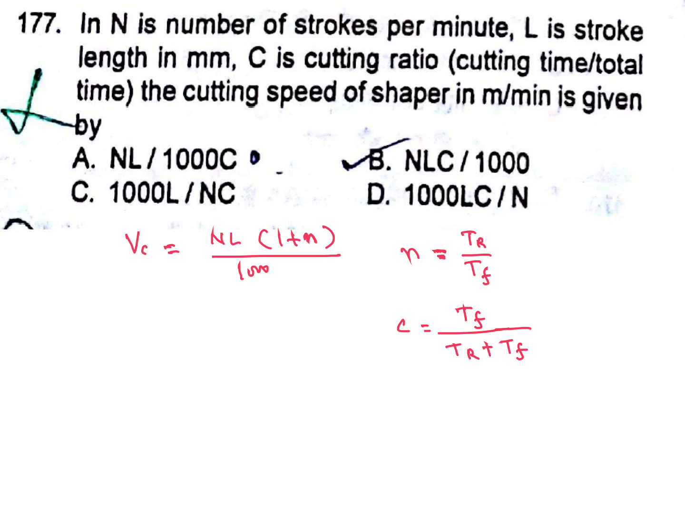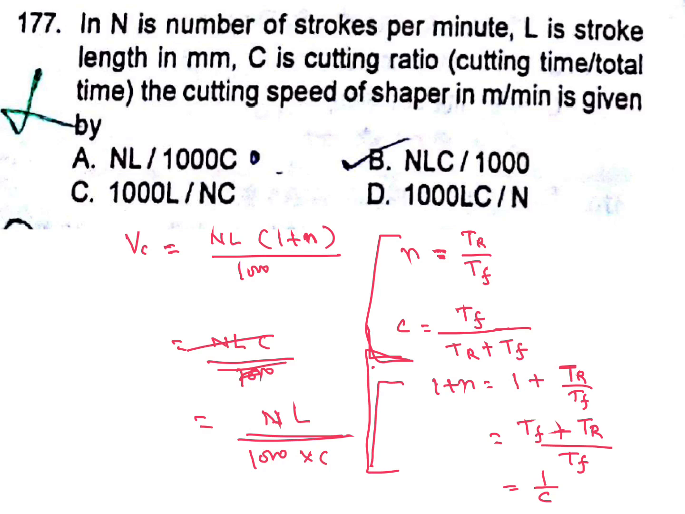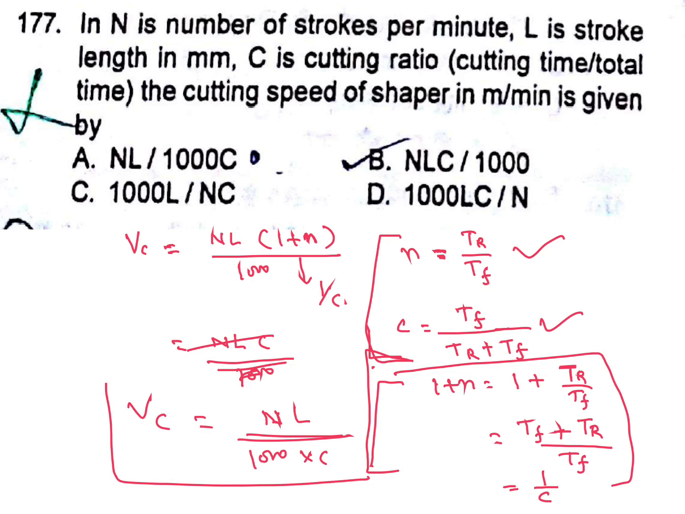If you solve this one, you will get NL into C by 1000. Here, if you use the two relations, you will get 1 plus n equal to 1 by C. So you replace this one by 1 by C, you will get this. Vc is NL by 1000 C. So A is the answer.